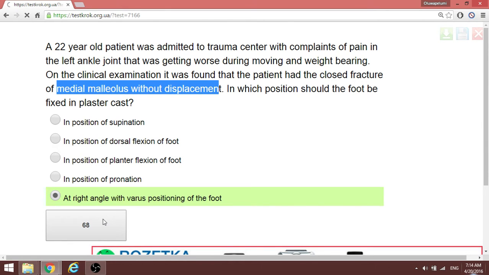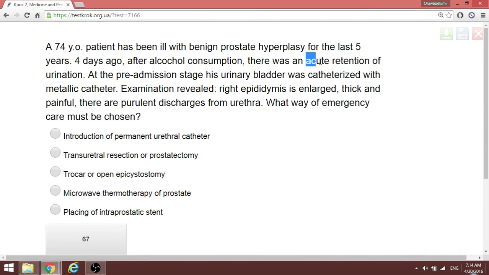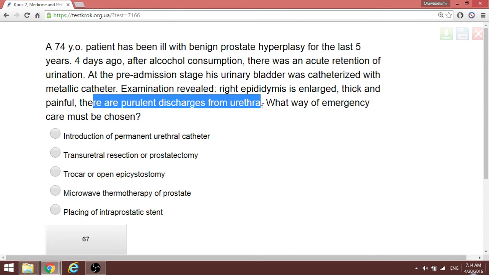So when you have a patient with acute urinary retention, together with the fact that the patient had been on a catheter, with use of a metallic catheter at the pre-admission stage, and there are purulent discharges from the urethra, the best thing to do is to go another way to try to drain the urine from the bladder of this patient, and that will be specifically by doing a suprapubic cystostomy. The answer that corresponds to suprapubic cystostomy in this case is open epicystostomy. It is the same thing, open epicystostomy.